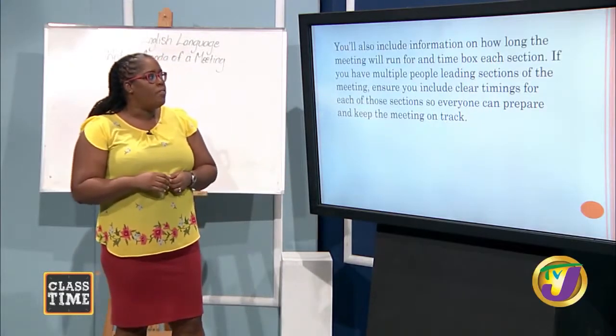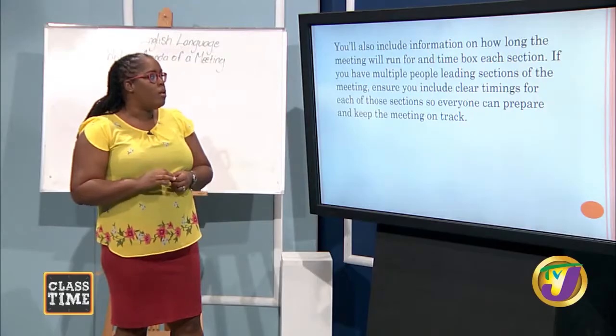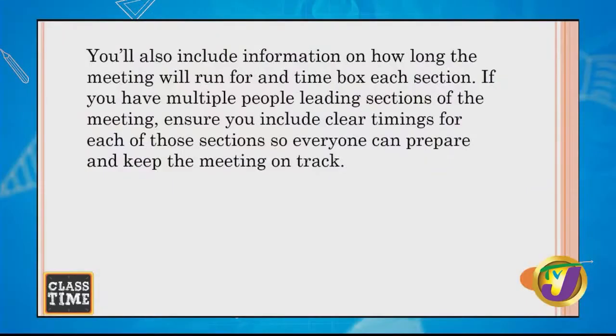You'll also include information on how long the meeting will run for and time box each section. And what we mean by time box each section, say for example, apologies and welcome, you say, okay, 5 minutes, right? So that persons can know, okay, then that's 5 minutes and it won't go over. So time box each section so the attendees can know how long the meeting is going to last.